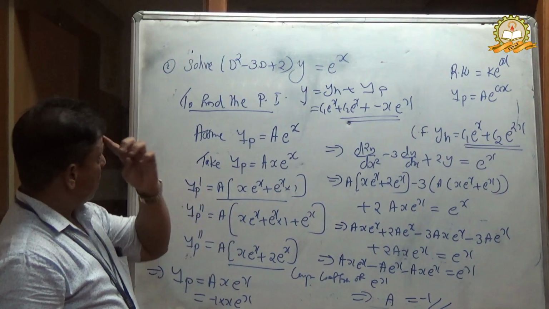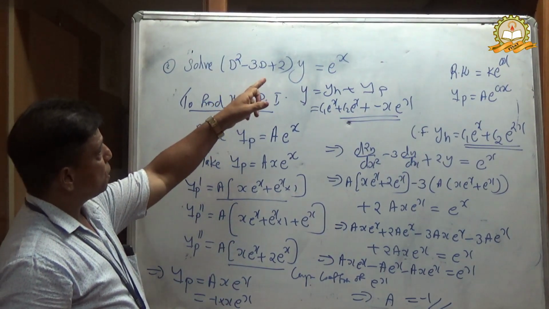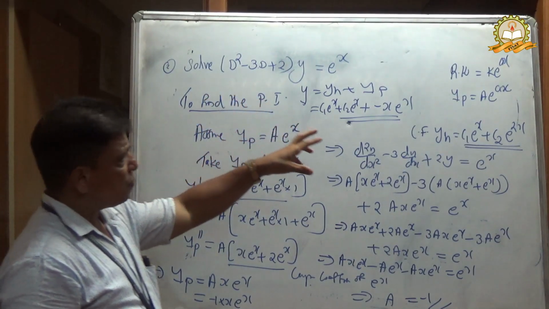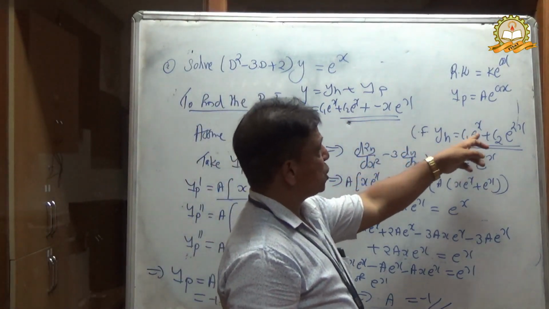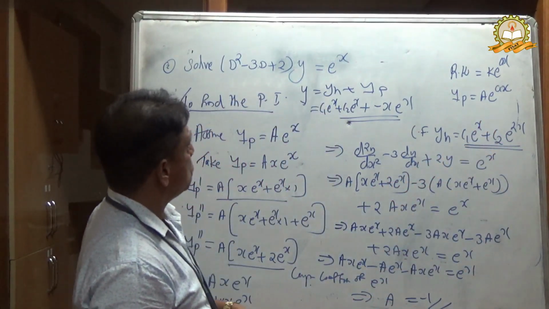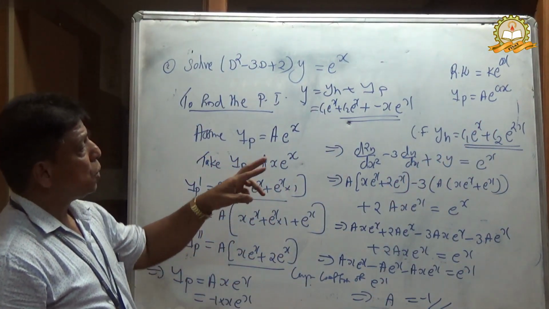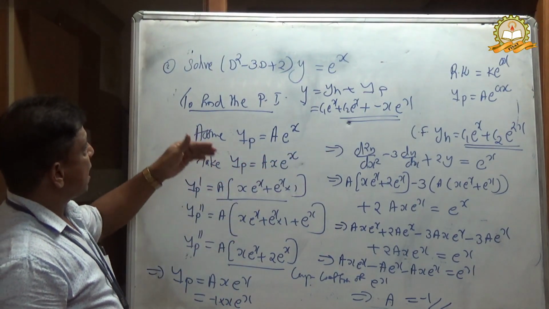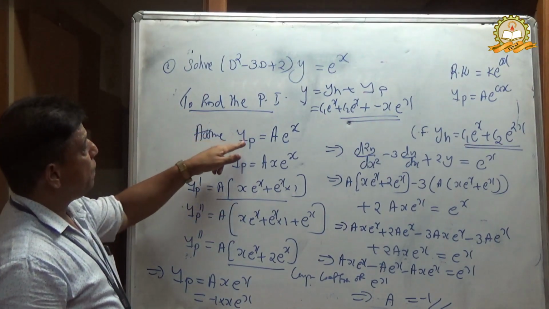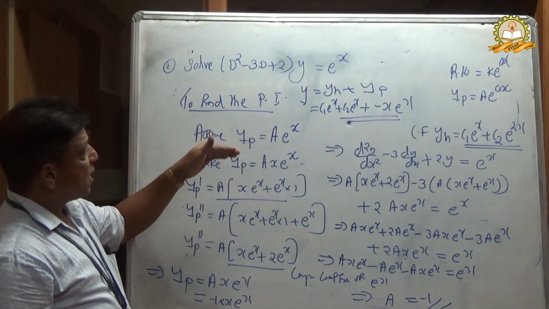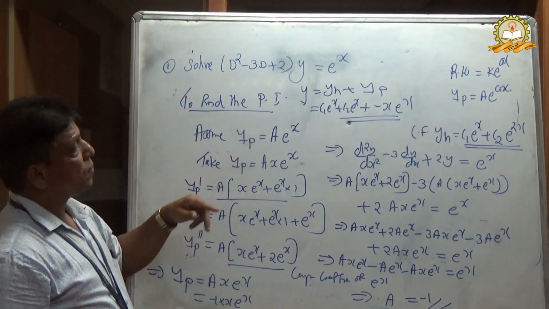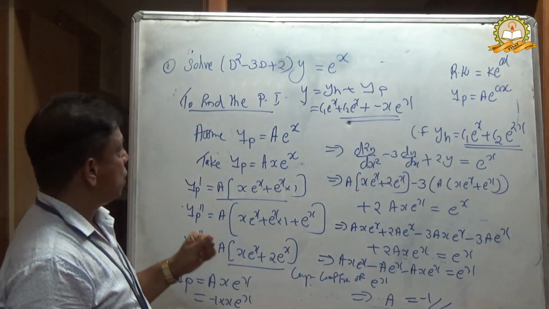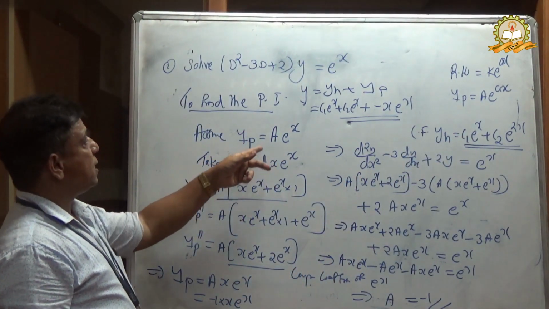Just check it again. This is the problem, d square minus 3d plus 2 of y equal to e raised to x. First we find out the complementary function. The complementary function, you know very well, is c1 into e raised to x plus c2 into e raised to 2x. Since the roots are 1 and 2, real and distinct, we apply case 1 for the complementary function. In the second case, to find the particular integral, assume yp is equal to a into e raised to x. When we take yp equal to a into e raised to x, this term is contained in the complementary part. Therefore, in order to avoid this, we multiply this by x.